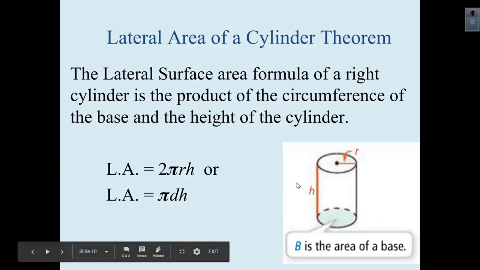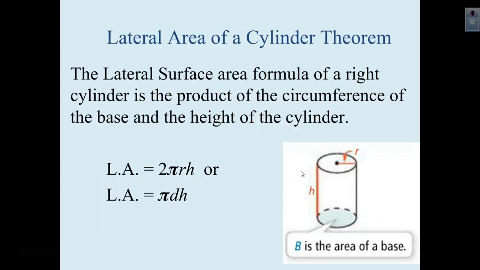So we have a formula here. Now once again, the formula is perimeter of the base times the height. Same formula for both, but the perimeter in a circle is the circumference. So 2 pi r is our circumference times the height. If they give you the diameter, pi times diameter times the height. We'll be using the top one the most, 2 pi r h.